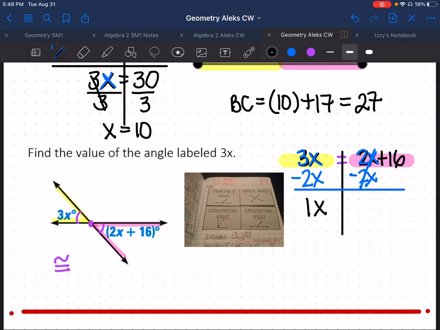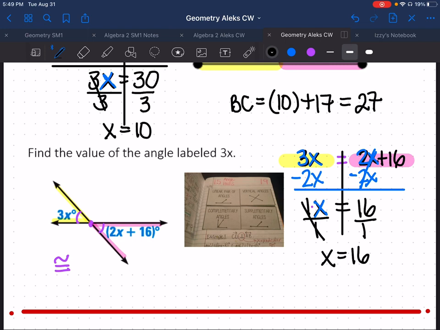Now remember, that is 1x. Did I need to put the 1? No, I did not. I could simply say x equals 16. But remember, there is multiplication hiding in there. Boop, there it is. And if I divide by 1, I still get 16. But remember, 1 can also be invisible.